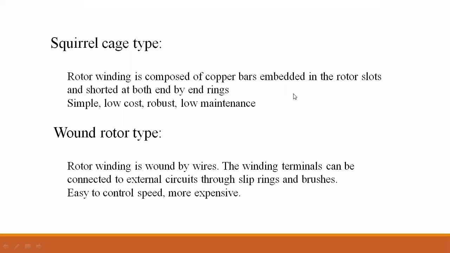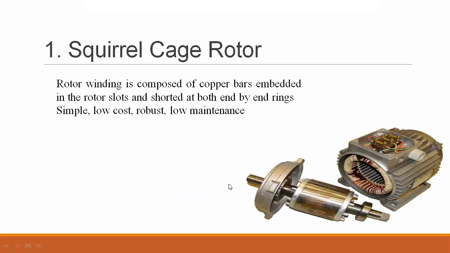Okay, so as we know, in the squirrel cage induction motor there is no winding inside the rotor side, while in the wound rotor, which we call the slip ring induction motor, we should provide a special rotor winding on the rotor side. The winding terminals can be connected to external circuits through slip rings and brushes. Okay, so we will see the details of the squirrel cage as well as the slip ring induction motor.